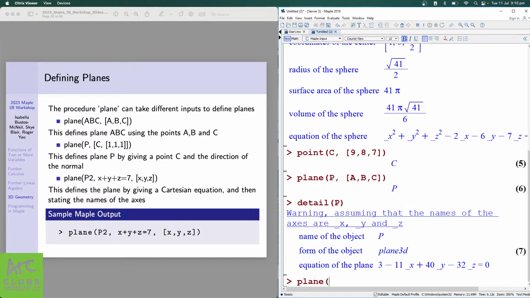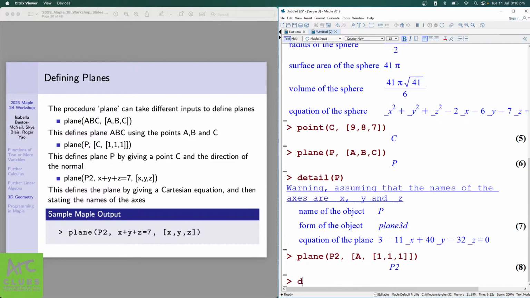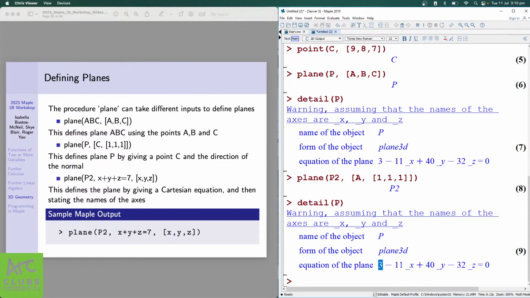So let's start off with plane because we're creating a plane. Let's call this plane P2. It's going to pass through the point A and has a normal vector of, let's say, 1, 1, 1. And let's use detail. This plane has equation 3 minus 11x plus 40y minus 32z is equal to 0.